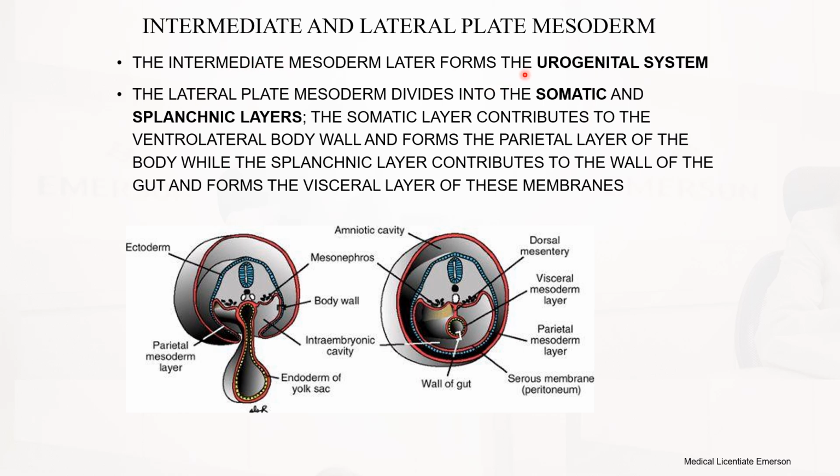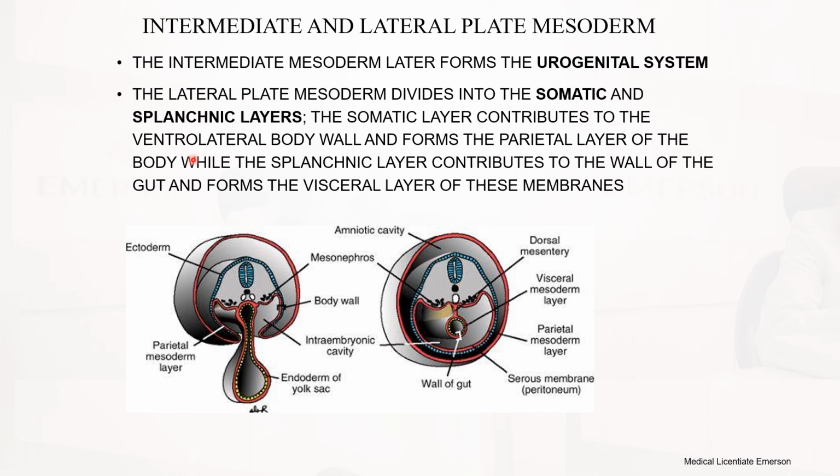Let's now look at the intermediate and the lateral plate mesoderm. The intermediate mesoderm later forms the urogenital system. Then the lateral mesoderm divides into the somatic and the splanchnic layers. The somatic layer contributes to the ventral lateral body wall and forms the parietal layer of the body, while the splanchnic layer contributes to the wall of the gut and forms the visceral layer of these membranes. Remember, we talked about the somatic layer, which is the first layer, and most of the time we talk about the ventrolateral body wall. Okay, and it forms the parietal layer of the body.